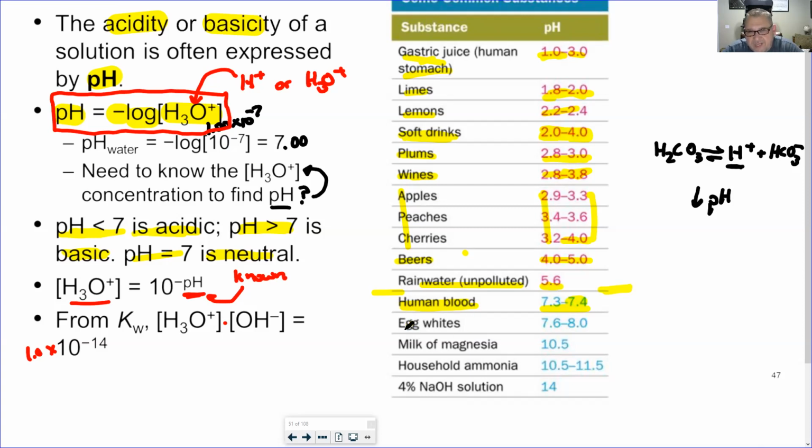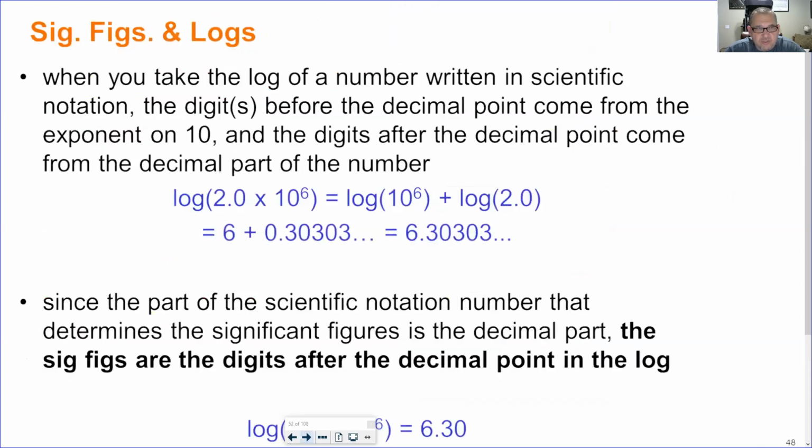If we look at something like egg whites, they're closer to pH 8. Milk of magnesia is an antacid material that's closer to pH 10.5. Ammonia that you might use for cleaning is somewhere in the neighborhood of 11. And a 4% solution of sodium hydroxide, which is a strong base, has a pH of 14. That's about a 1 molar solution, and that's what we would call a caustic solution.